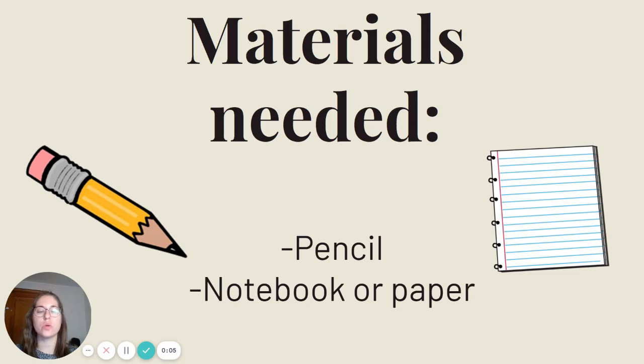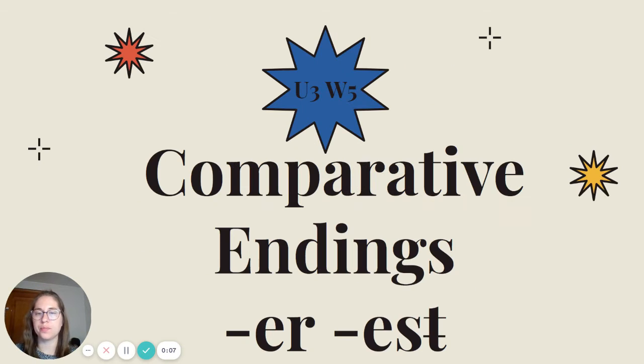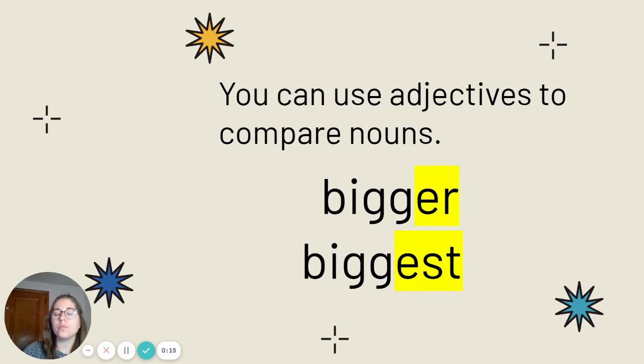Today you will need a pencil and a notebook or a piece of paper. We're going to be talking about comparative endings today, so the ER and EST ending. You can use adjectives to compare nouns. We have bigger and biggest as our examples here.